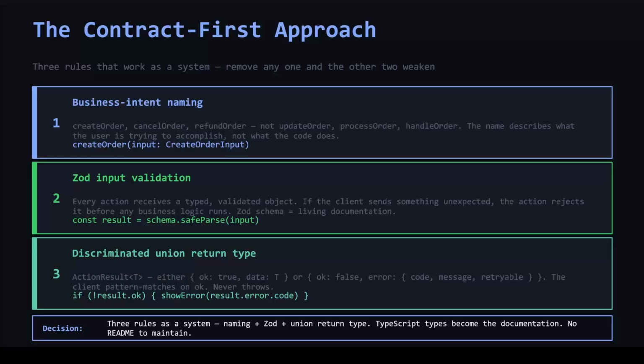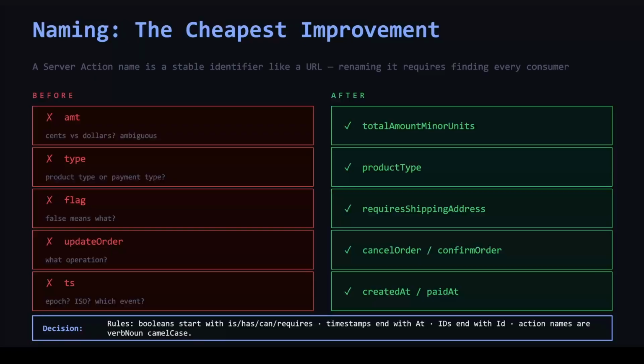And the 3rd rule, discriminated union return types. ActionResult, either these shapes here. The client pattern matches on ok. The action never throws. The error is always machine readable. The decision line says it clearly. 3 rules as a system. TypeScript types become the documentation. No README to maintain.